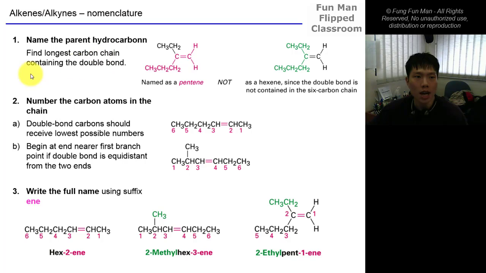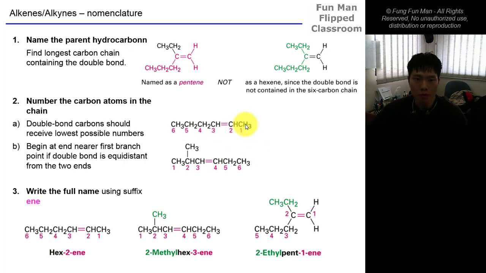Find the longest carbon chain containing the double bond, like I mentioned earlier in the alkane topic. So here we go, 1, 2, 3, 4, 5. The longest chain contains this functional group, alkene, so we call it pentene. Not here, because if we go through this 6-carbon chain, then it does not have our functional group. Second, we number the carbon atoms in the chain. So we try both sides and we go for the one with the lower number.